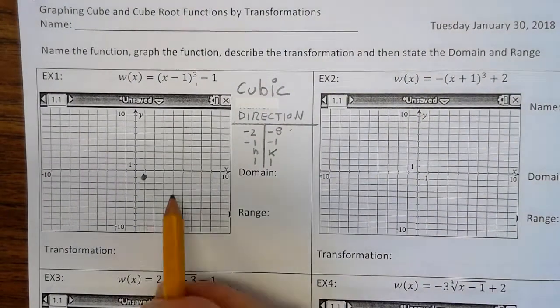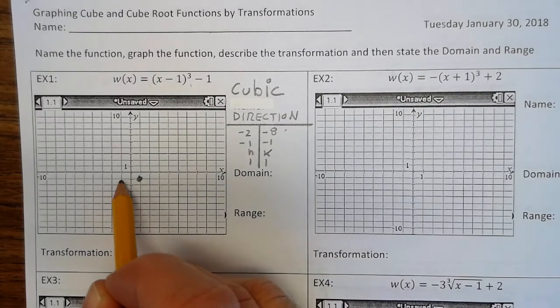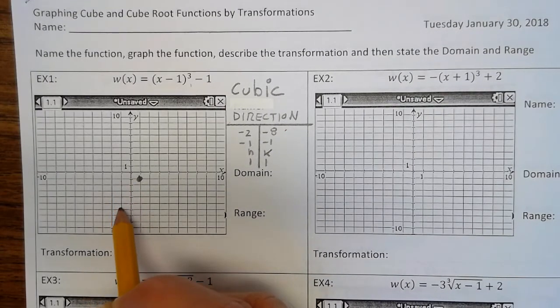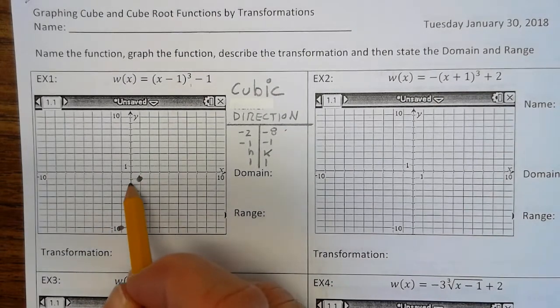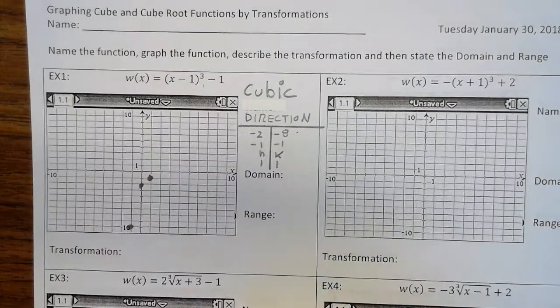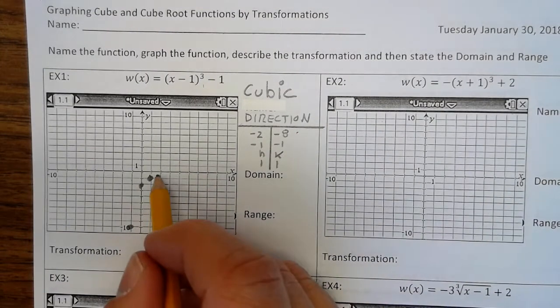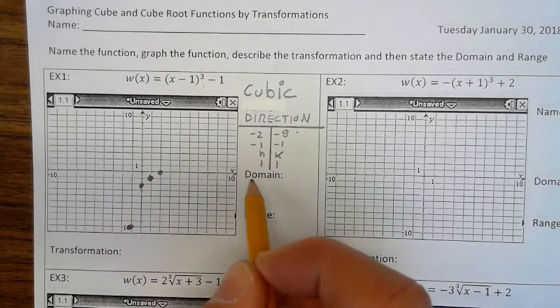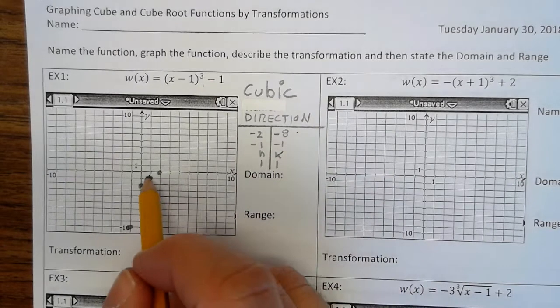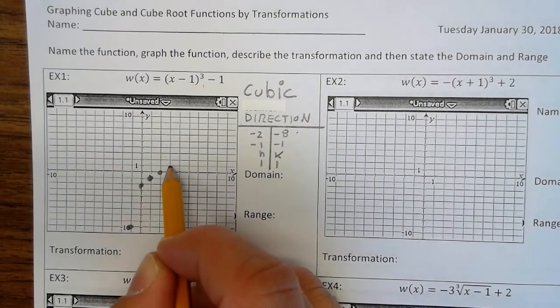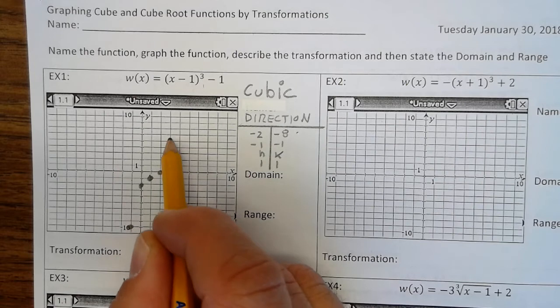Okay? So we go left 2, down 1, 2, 3, 4, 5, 6, 7, 8. And we go left 1, down 1. And then we go to the right 1, up 1. And I didn't write it down, but we know that it's to the right 2, up 1, 2, 3, 4, 5, 6, 7, 8.